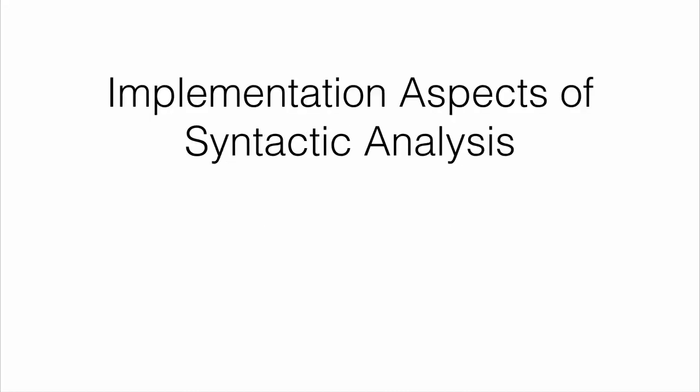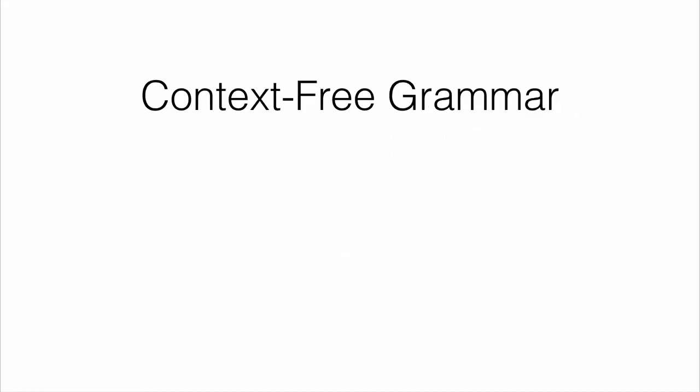parse them. Now we're going to talk about the implementation aspects of syntactic analysis. And here we really start getting into the rules of parsing a sentence. So we're going to look at context-free grammar first, and then we'll get into top-down parser. All right, so context-free grammar. It's basically a grammar that consists of rules with a single symbol on the left-hand side of the rewrite rules. We'll see what that means shortly.